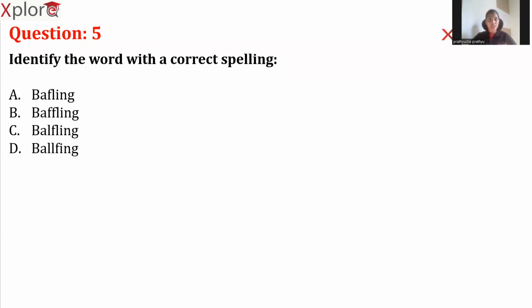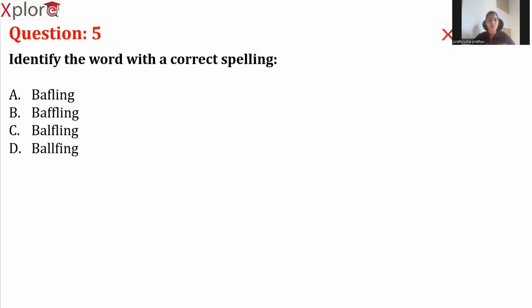Identify the word with a correct spelling. So actually, you need to identify the correct option, which includes the correct spelling in it. And the term is baffling. Based on it, whichever fits with the correct spelling of the pronunciation, that's what we need to choose.